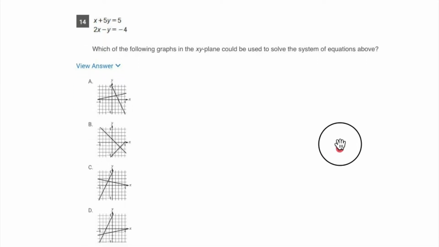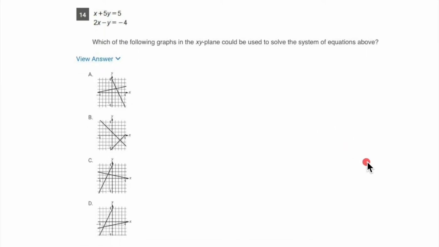Number 14, which of the following graphs in the xy plane could be used to solve the system of equations above? So what I did, I solved them for y and put them in slope-intercept form so that I could look at it really easily. I mean, you could solve this and find out where they intersect. I didn't do it that way. So I solved this one for y.